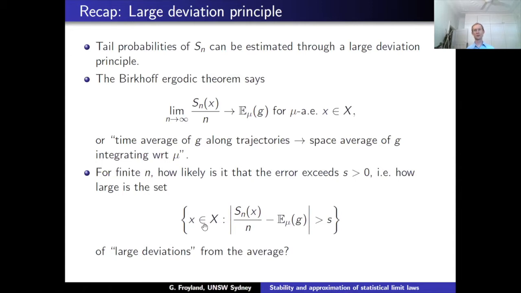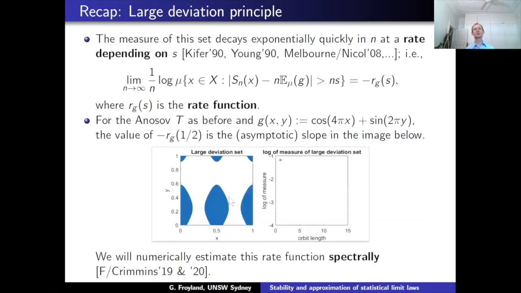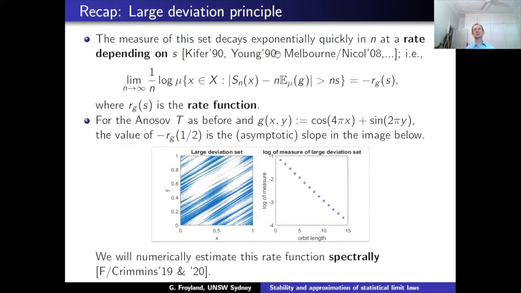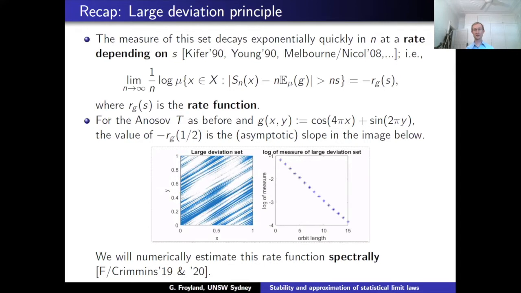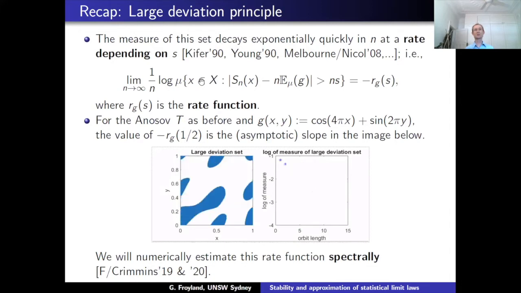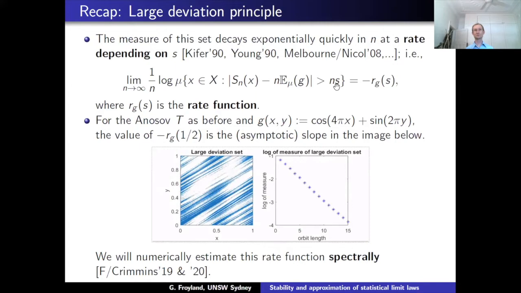And so the way you measure how unlucky you are is to take the measure of this set. So here, this is what I'm doing here. I'm taking the measure of this set. And it's well known for 30 years now that in the deterministic case, this measure decays exponentially quickly in n. So it gets exponentially unlikely to pick one of these bad initial conditions. But how fast that exponential decay occurs, that is a function of the threshold that you choose.